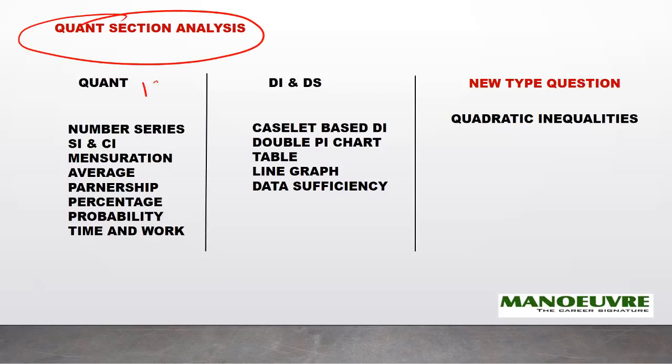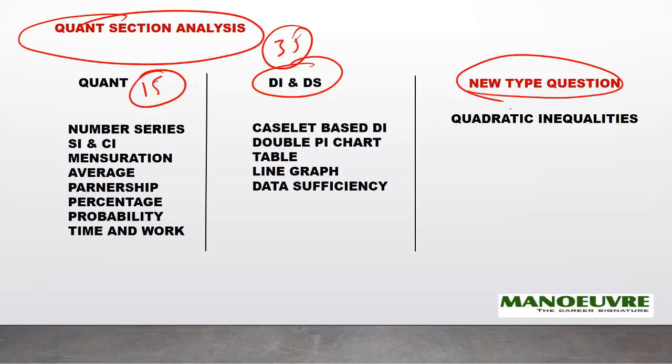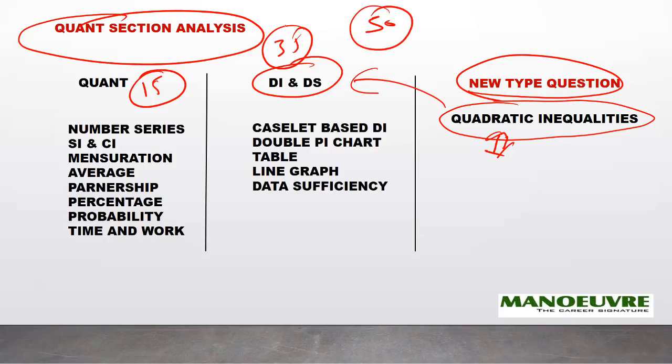From the quant there were only 15 questions asked, and 35 questions were asked from DIDS, and there was one new type of question, which is the quadratic inequalities. This is usually asked in the banking exams, but this year it was asked in the CET exam. So out of 50 questions of the quant, 35 questions were based on DIDS and the new type of question, and 15 questions were only based on the quant.